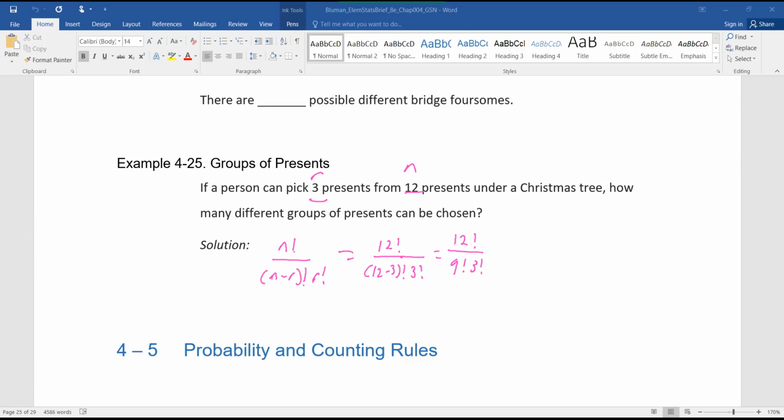Again, check to make sure you did your math right. These two numbers need to add up to this. I'm going to delete the 9. So that's going to be 12 times 11 times 10 divided by 3 times 2 times 1. You guys see anything y'all can simplify? Go ahead.